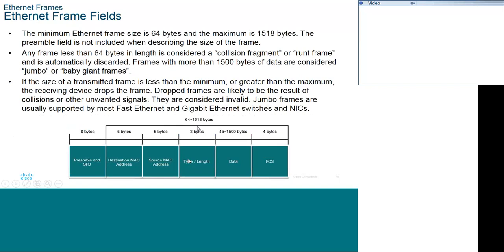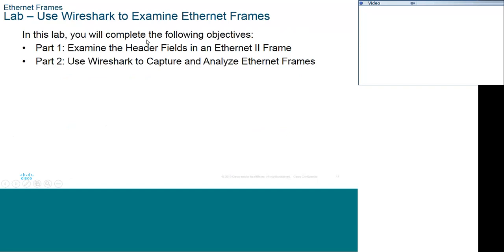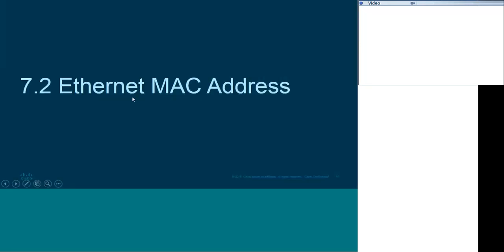You can check this also with the lab activity on the Cisco Networking Academy website. You will see how this works with Wireshark, which is explained there. Now we need to go further with the MAC address. The MAC address uses the hexadecimal type of number.